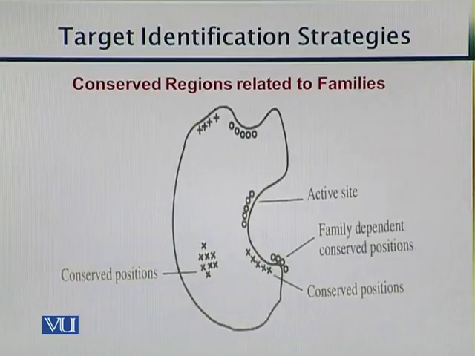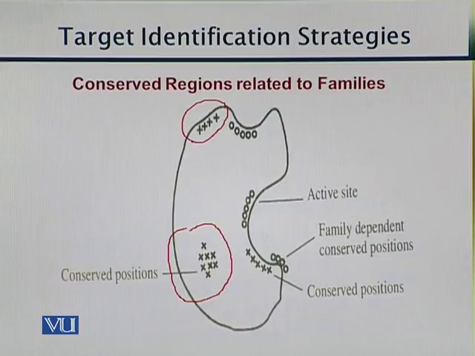Then we have conserved regions related to families. Now what are the conserved regions? Conserved regions are those parts of proteins which do not change rapidly or do not change over time. What is shown in this figure is that we have these conserved positions, which are shown by this cross, and similarly here. And then we have these family-dependent conserved positions, which are shown by this figure.